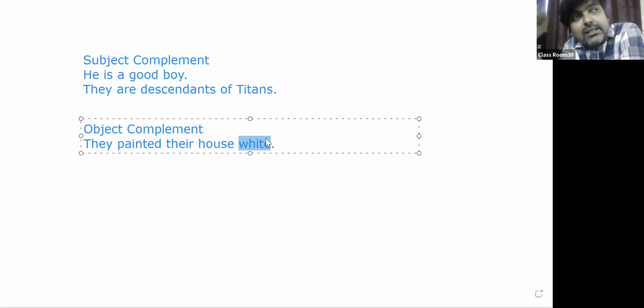So they painted their house white. For an object complement, it is necessary that it speaks about the object. An object complement characterizes the object. You have to remember this. So they painted their house white. White is the color of the house, which is the object of the sentence. This you have to remember.